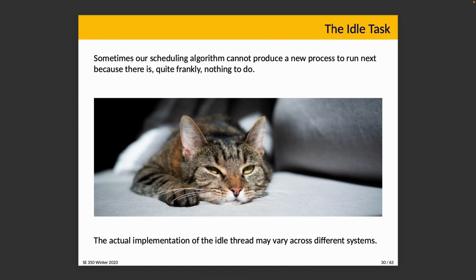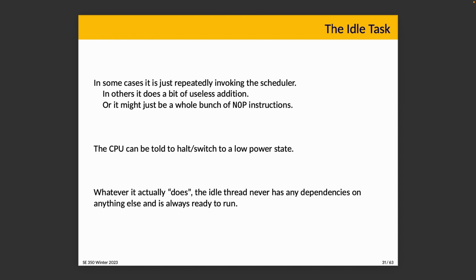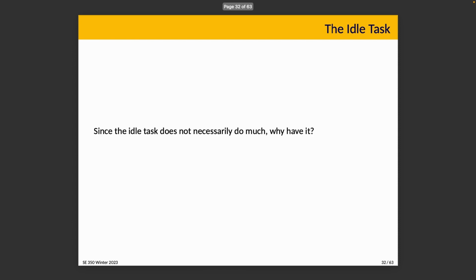With truly nothing to do, the CPU can maybe be told to halt or switch to a low-power state. Whatever it actually does, the idle thread never has any dependencies on anything else. It's always ready to run. It cannot get blocked because such a thing is just not possible. That's a key defining factor of the idle thread, that it's not possible for it to get blocked because it's always ready to run. Okay, so if it doesn't do anything, why is it there?